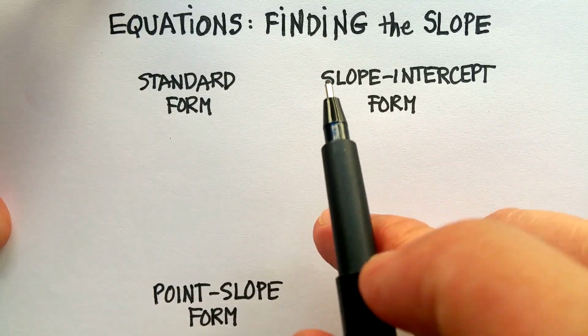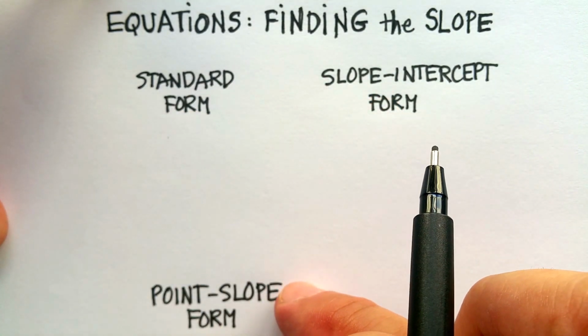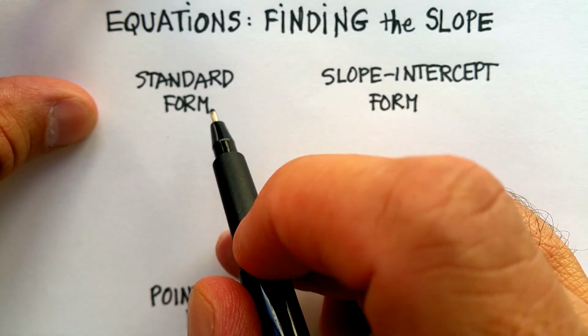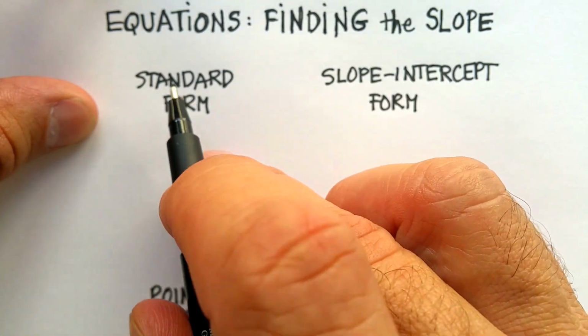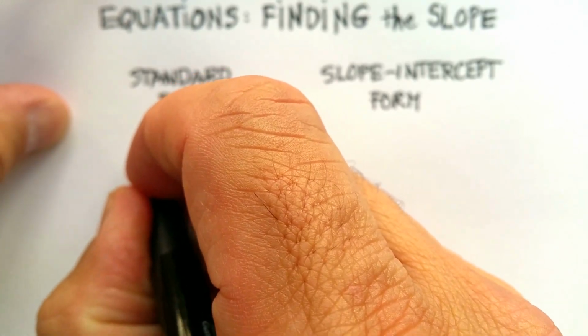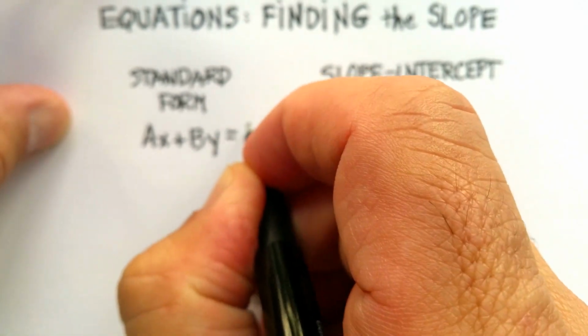So in this video, we're going to talk about how you find the slope in three different forms of linear equations, okay? One of the forms of the linear equation that most people are familiar with is called the standard form. And when teachers write out the standard form, they say ax plus by is equal to c.